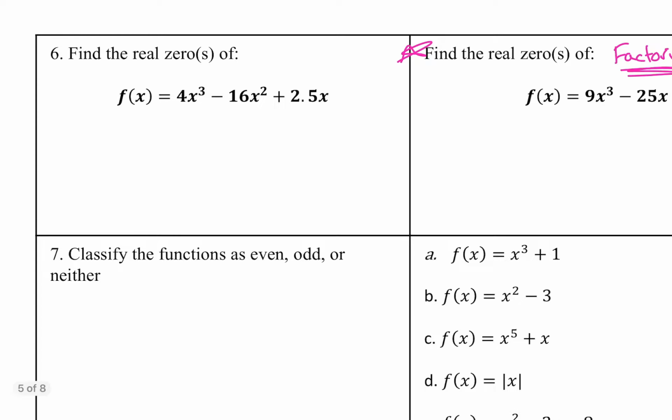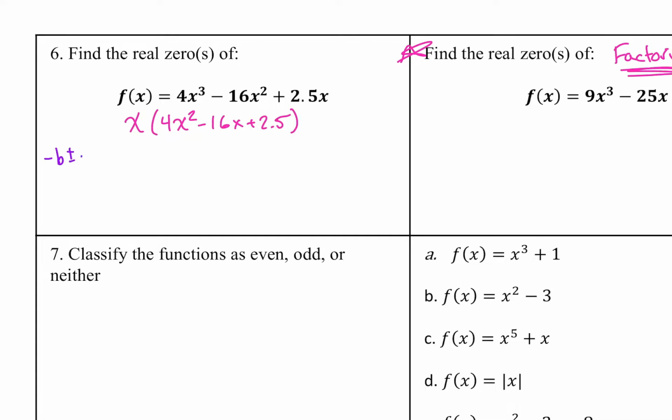The first one still is factoring, but when I go to factor this, my problem is I try to factor out an x. So I get 4x squared minus 16x plus 2.5. My problem is that when I go to factor this, I don't have any common things, right? If you multiply 4 times 2.5, I get 10. So I need 2 numbers that multiply to make 10 and add up to make 16. Well, those don't exist.